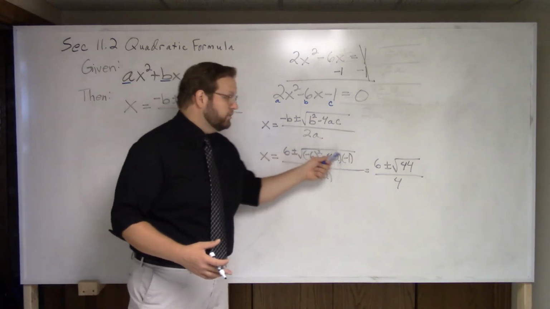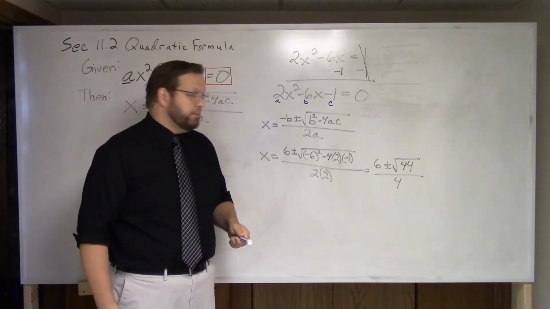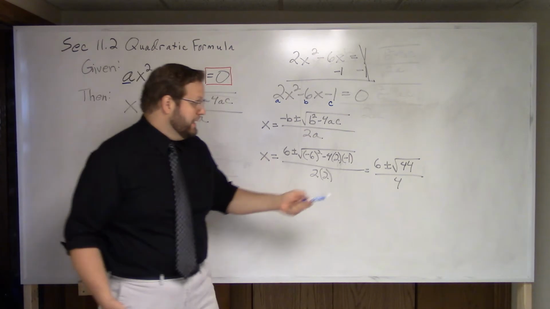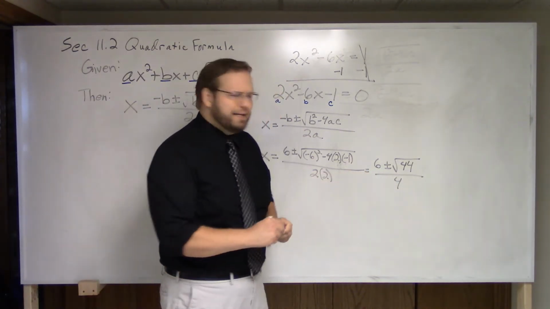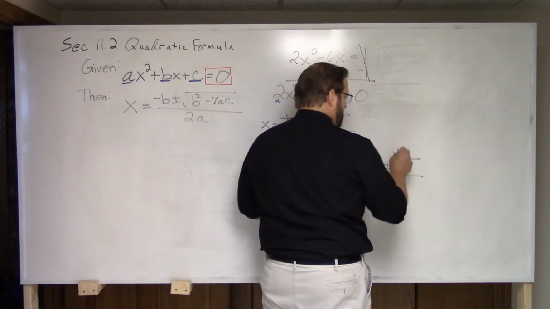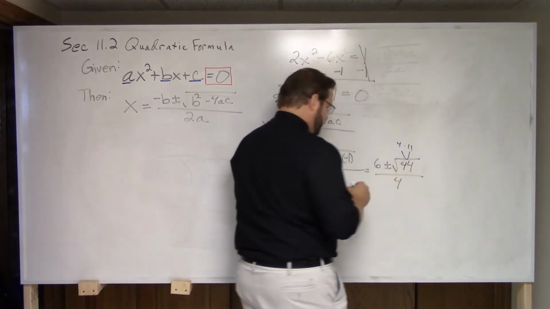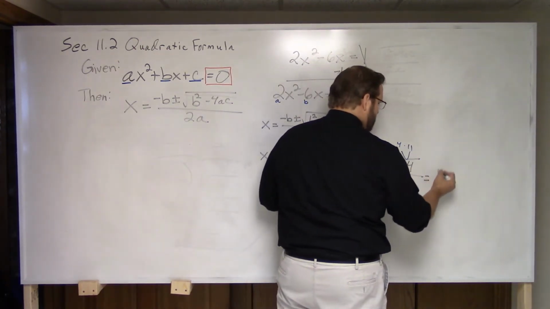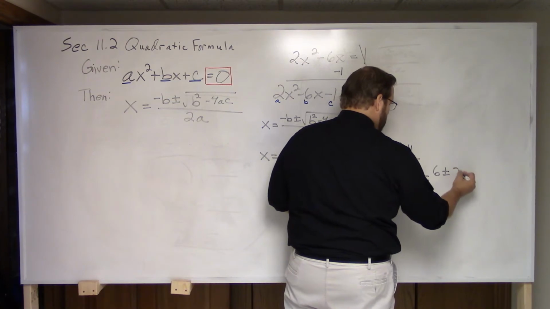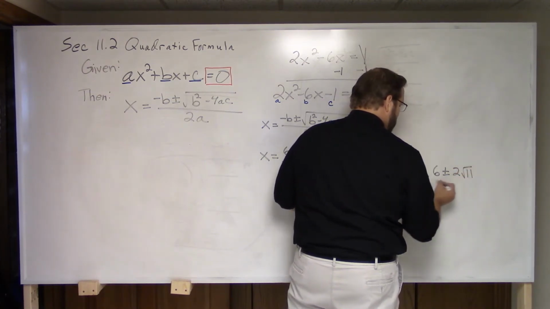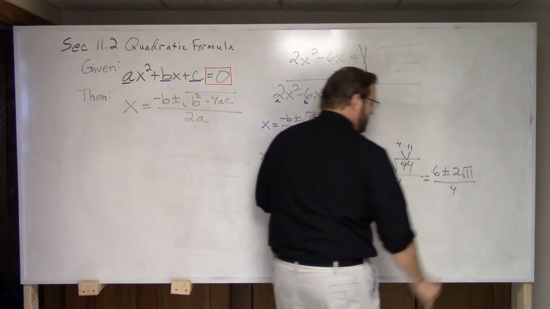Do not include the square root just yet. Okay? Because if you did, you'd get some weird decimal. Now I can look at that and say, wait a minute, I need to simplify that radical as a 4 times 11. So that is 6 plus or minus 2 root 11 all over 4.